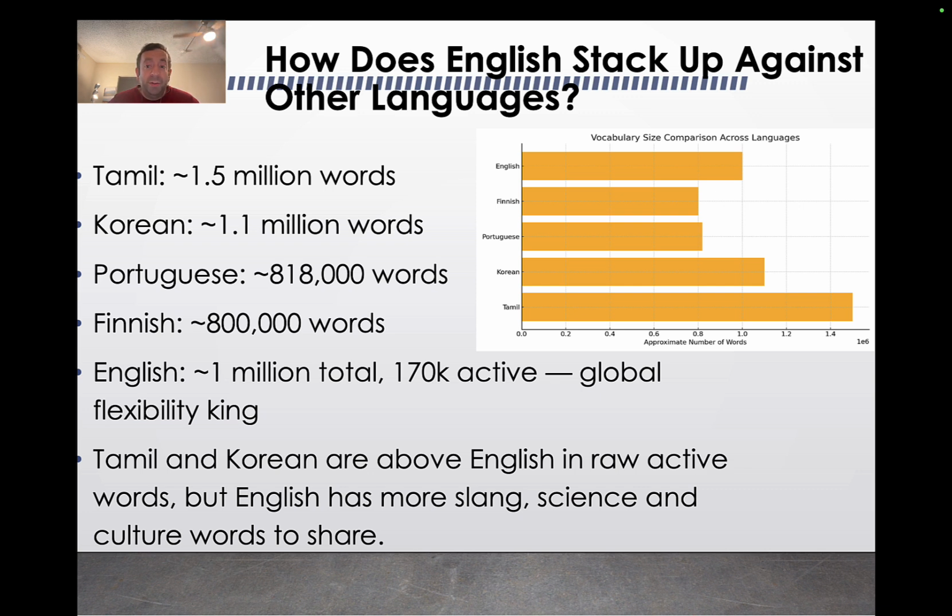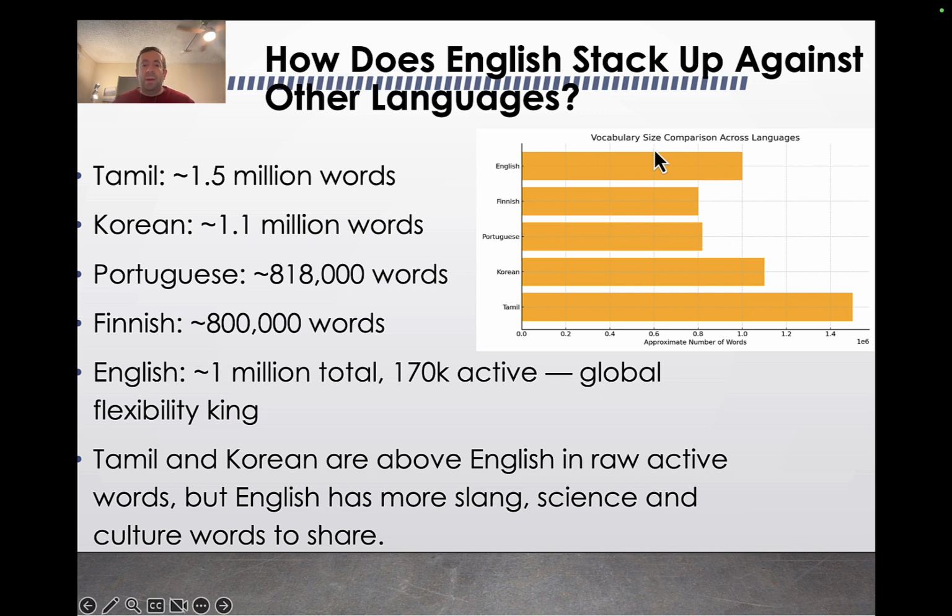Korean, 1.1 million words. And I think that has to do with the amount of characters. Correct me if I'm wrong, Korean speakers who are watching this, but the amount of characters, the ways you can move around. It's an agglutinative language, so you can add different letters or sounds onto a word and make it unique, perhaps. Portuguese, obviously, at 818,000 or so words. Finnish, 800,000 for such a small language. Finnish is up there. And English in my research is number three here.